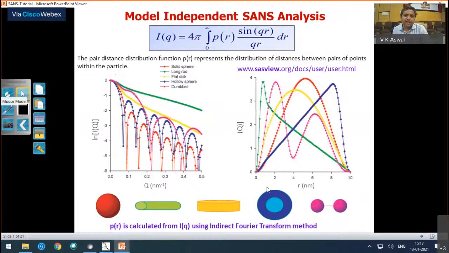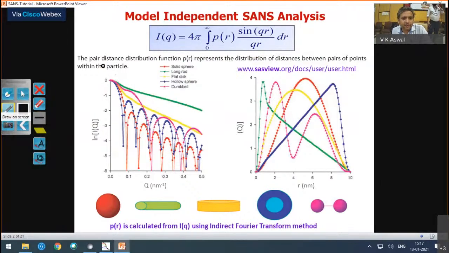So to start with model independent SANS analysis, we have I of Q, the scattering intensity as a function of scattering vector, and we take the inverse Fourier transformation and get the information. This is related to the Fourier transformation of the pair distance distribution function. If we take the inverse Fourier transformation, we will be getting P of R.